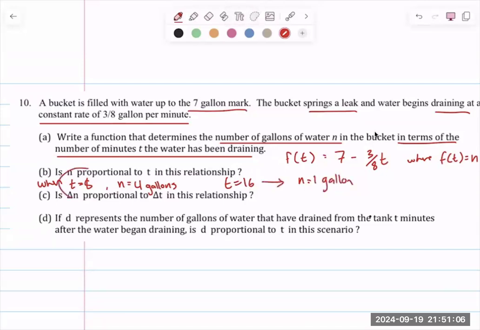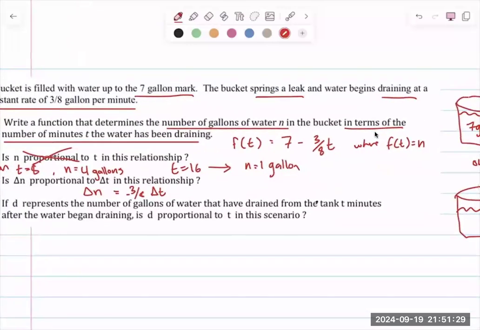And so in this first one, n is half as large as t. And in the second one, n is a 16th as large as t, right? And so they're not proportional. On the other hand, because they're related by a constant rate of change, we know that delta n is just equal to negative 3/8 times delta t, right? The change in gallons of water is just negative 3/8 times our change in time.